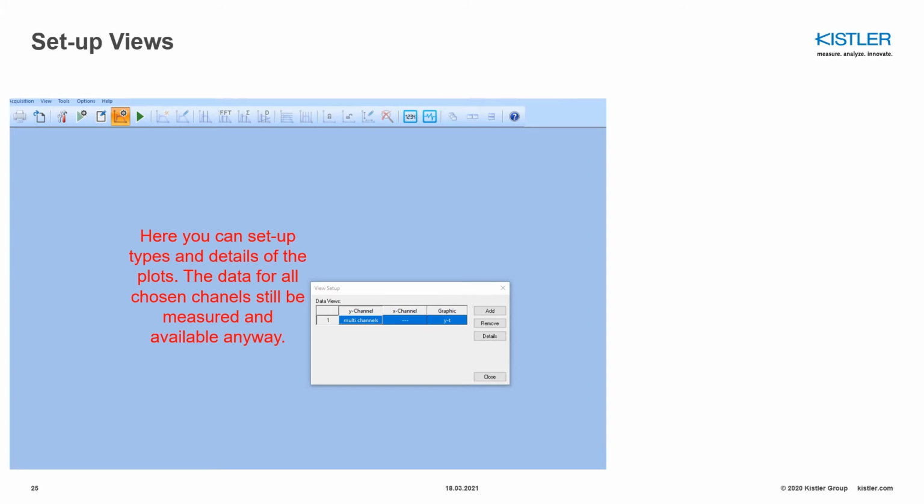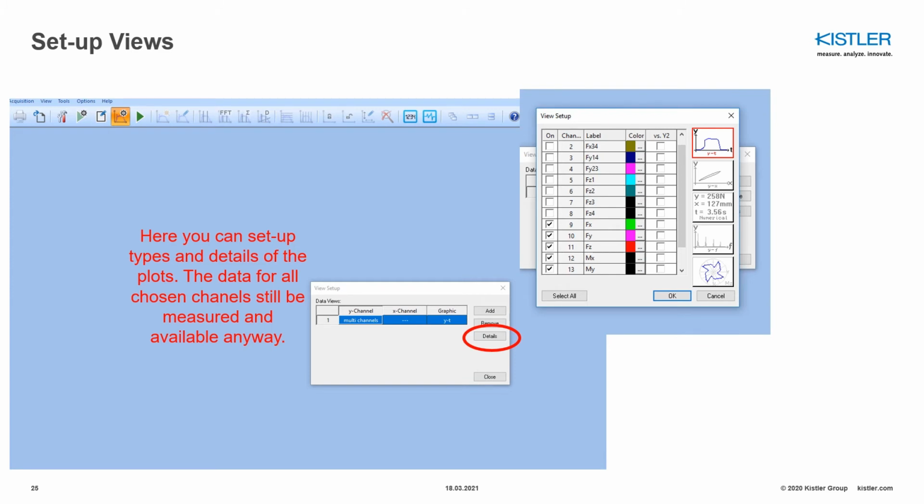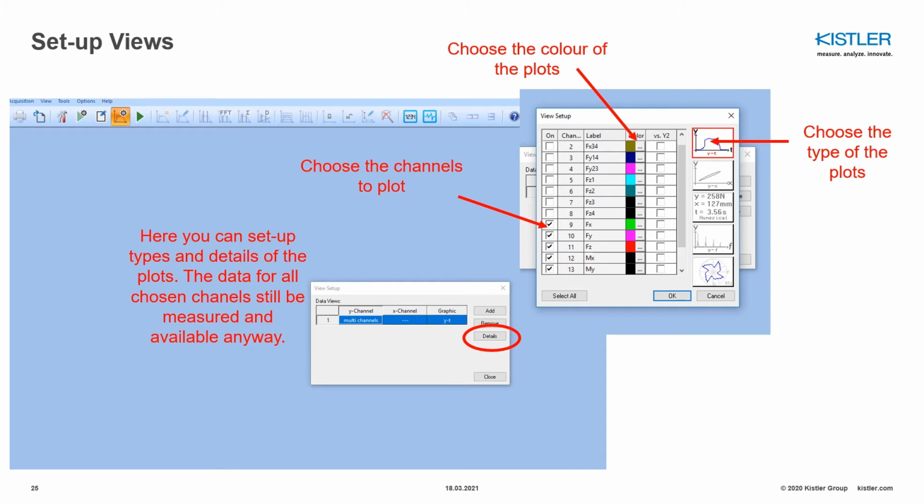When it comes to the setup views here, what we do is choose the type of the plots that we would like to see. So you will have a multi-channel with Y and T, so in the time domain, for instance, as a default. You press the details. Here you can choose the channels that you would like to make the plots of, the colors of those channels, and then also, of course, the type of the plots, either measurement in time domain or channel versus another channel, statistic, frequency domain, or even polar diagrams. And that is only valid, of course, for the moment measurements in the rotating dynamometers.